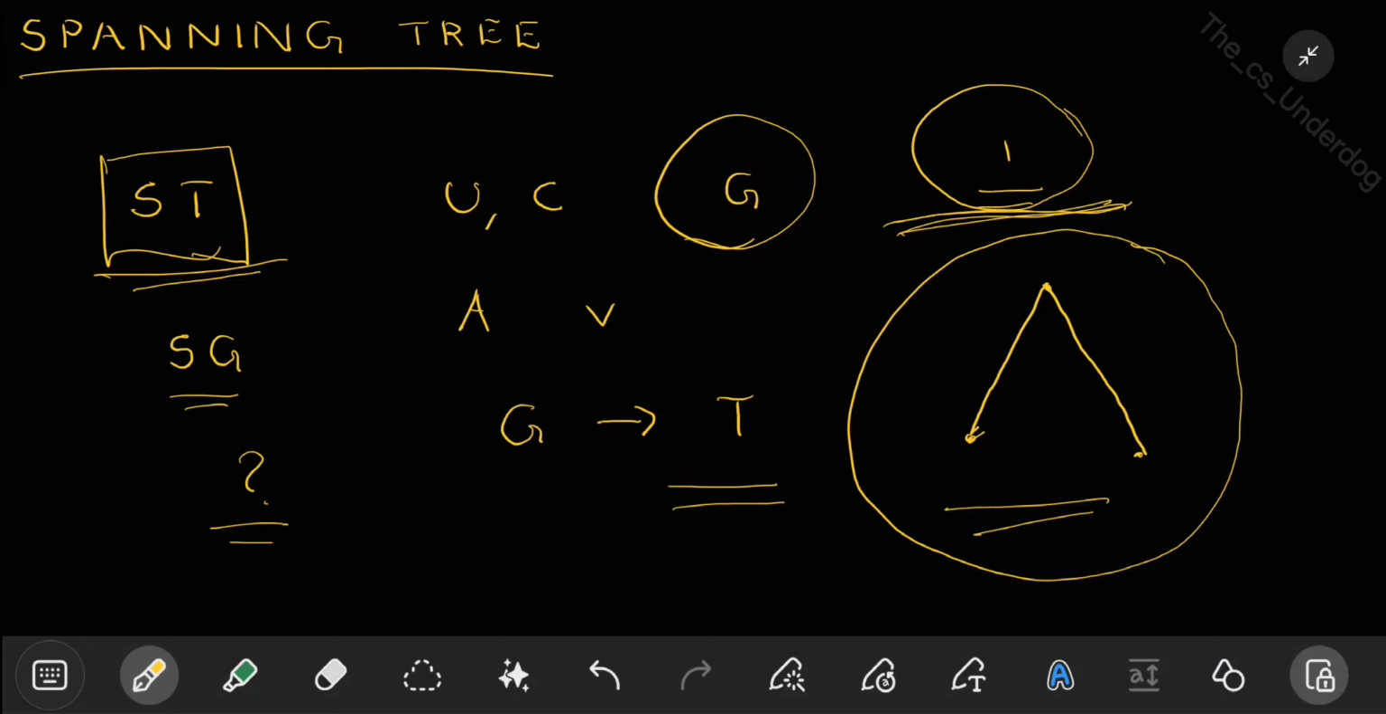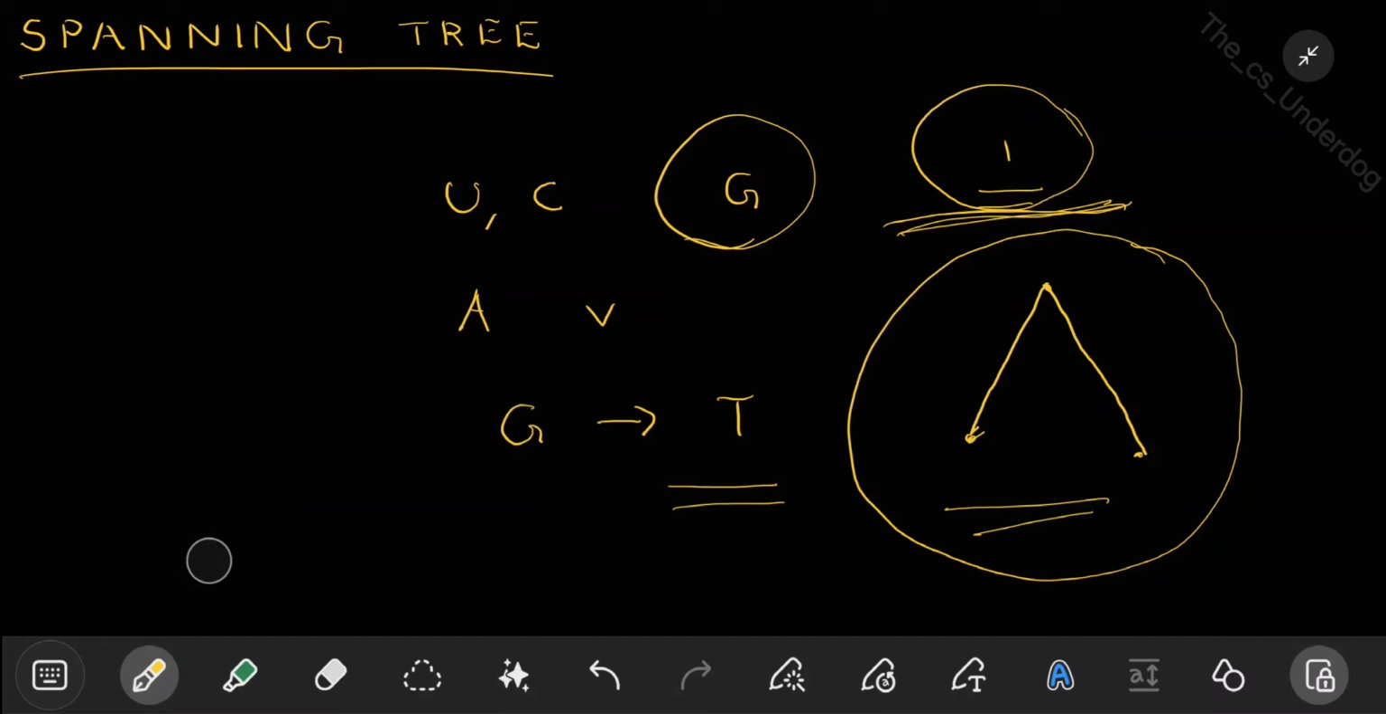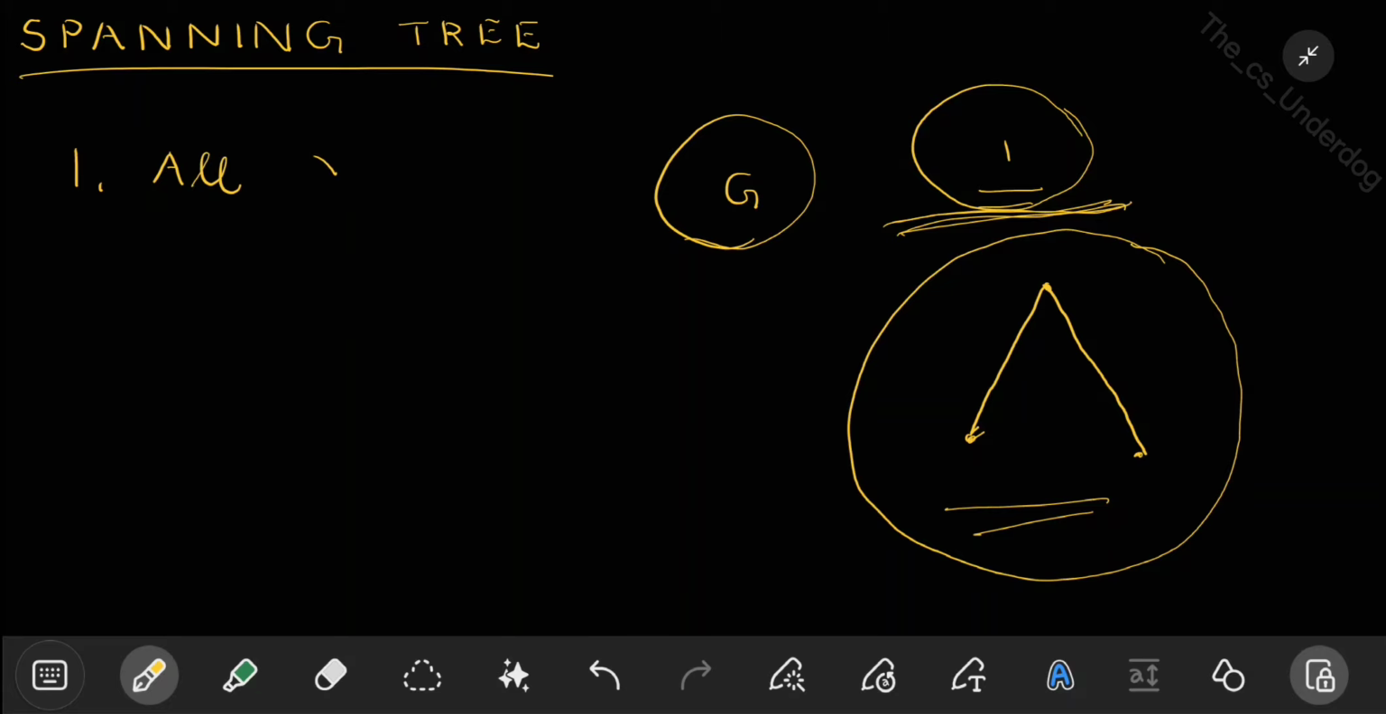So what did we learn about spanning trees till this point? First thing is that a spanning tree should include all the vertices that are there in this graph. This is the first point. Second thing is, as the name suggests, a spanning tree is always a tree. And what about the number of edges? We already said that the number of edges should be as less as possible. You should have the minimum possible number of edges.